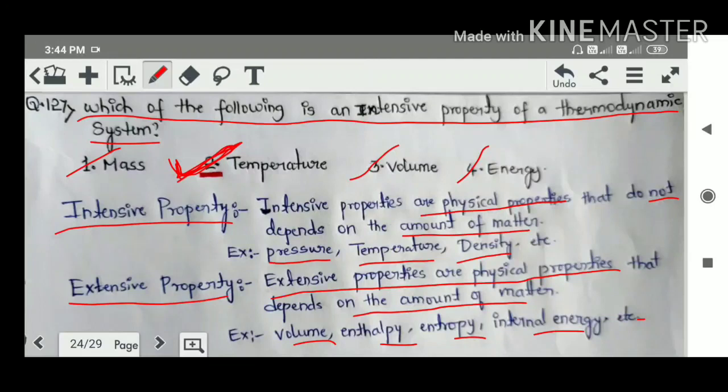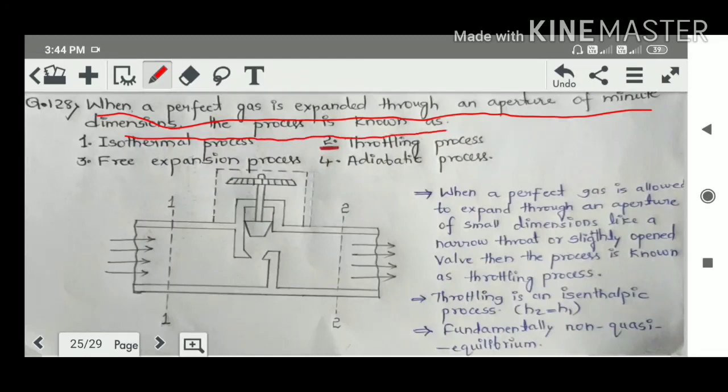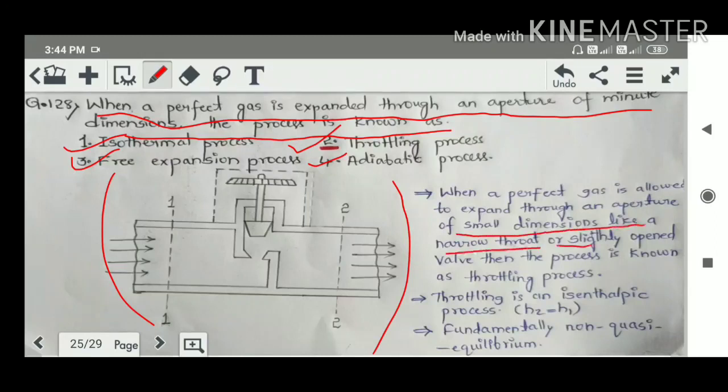Okay, let's move on to question number 128. When a perfect gas is expanded through an aperture of minute dimension, the process is known as: the options are isothermal process, throttling process, free expansion process, adiabatic process. Okay friends, this is the throttling process. When a perfect gas is allowed to expand through an aperture of small dimension, like a narrow throat or slightly opened valve, then the process is known as throttling process.